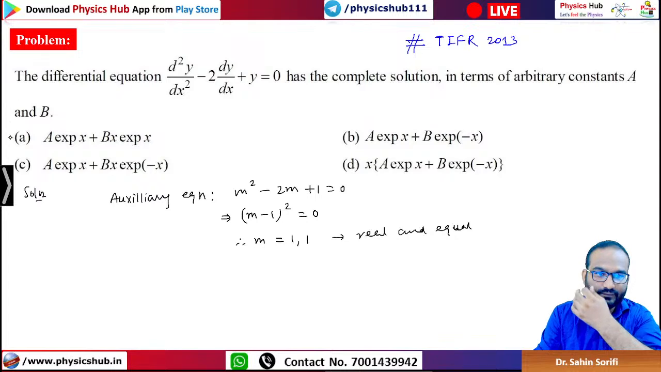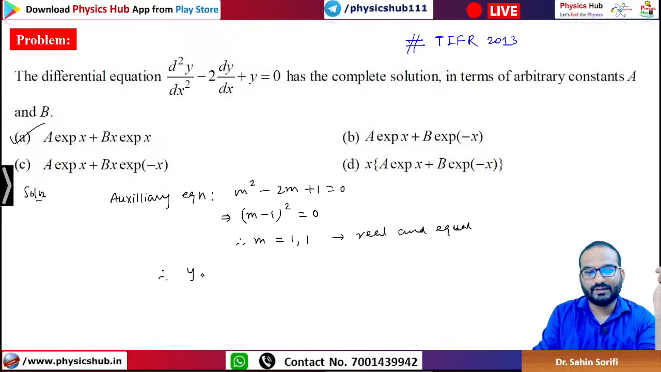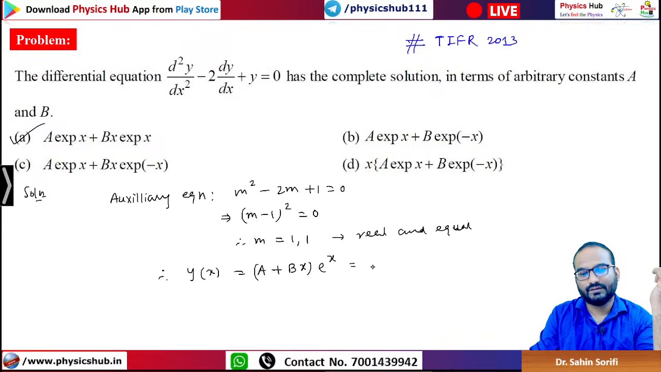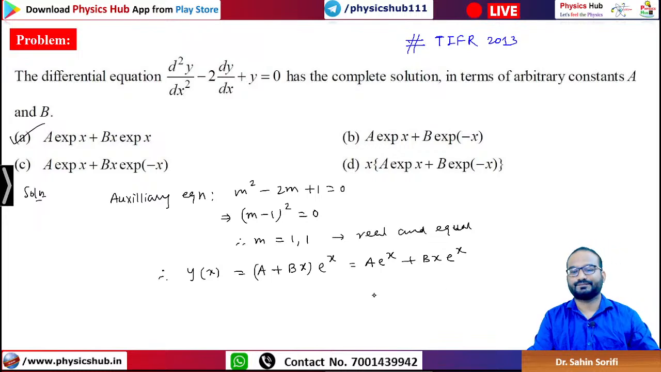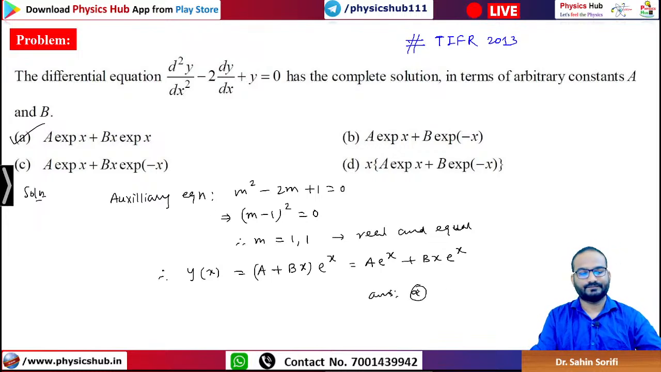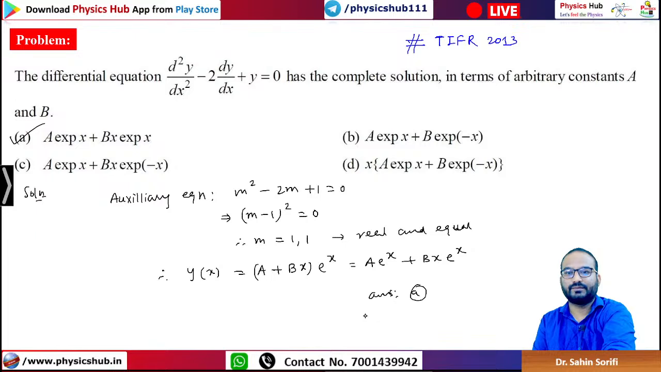Option A, very good. So the solution y of x is equals to a plus bx times e to the power x. So it is just written in an expanded form. Okay, so option A, very simple. Chalo, let me give you another problem if this is done. We are trying to cover all the cases, right?